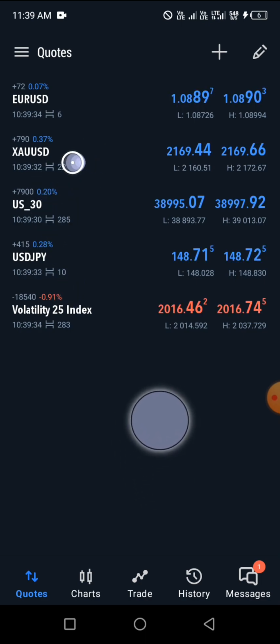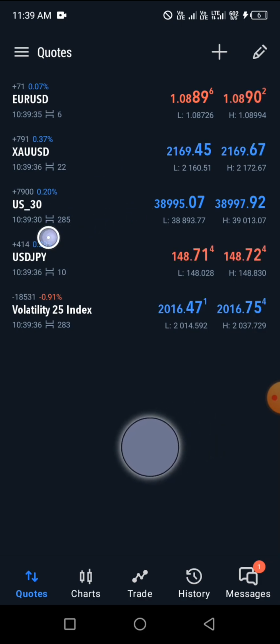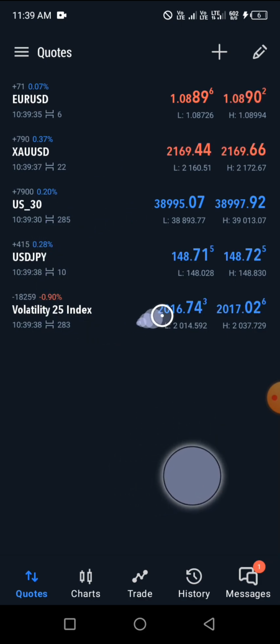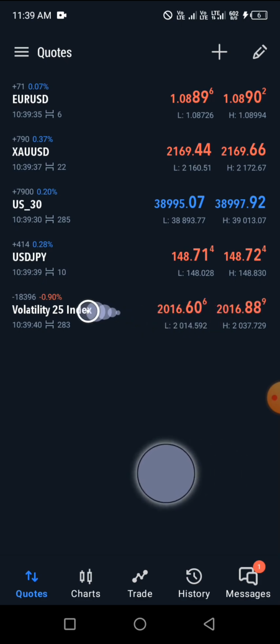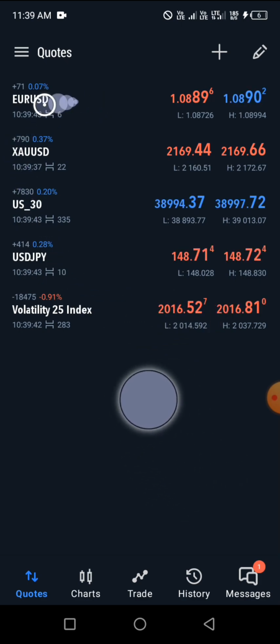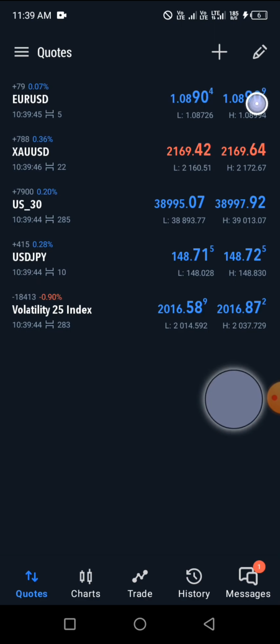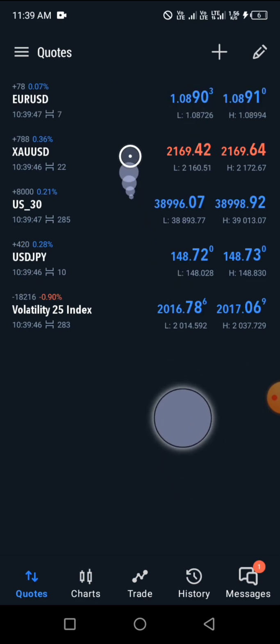We have the metal, which is gold. We have the US 30, and we also have Volatility 25. This is a synthetic index. So all these things you are seeing here, this is a value in USD. All right, all these numbers you are seeing here are the current value in USD.